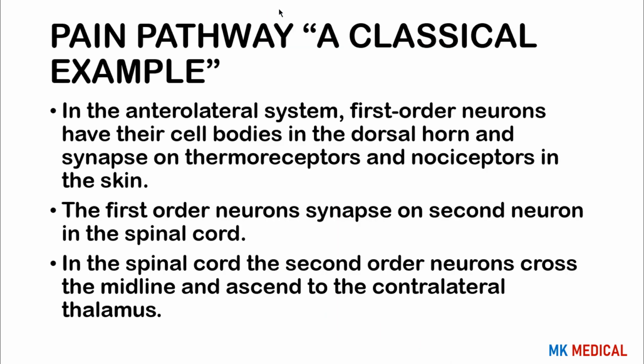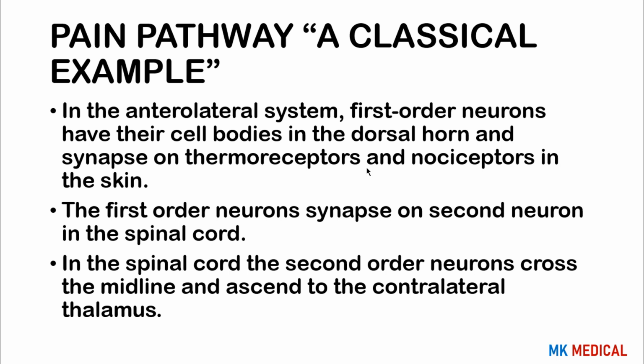So the pain pathway is a classical example that can allow us to explain the anterolateral column. So remember that the first order neurons have their cell bodies in the dorsal horn and synapse with the thermoreceptors and nociceptors in the skin. The first order neurons are going to be synapsing with the second order neurons at the level of the spinal cord, immediately they enter into the spinal cord. And then in the spinal cord, the second order neurons are going to cross the midline and ascend to the contralateral thalamus.